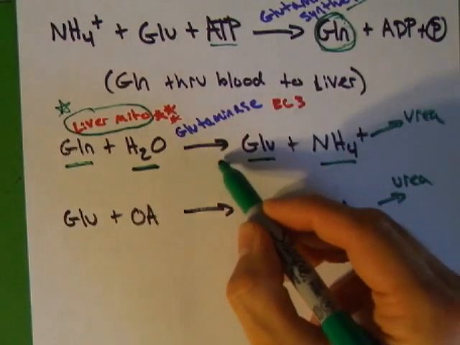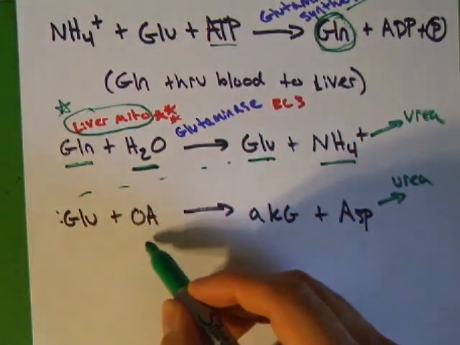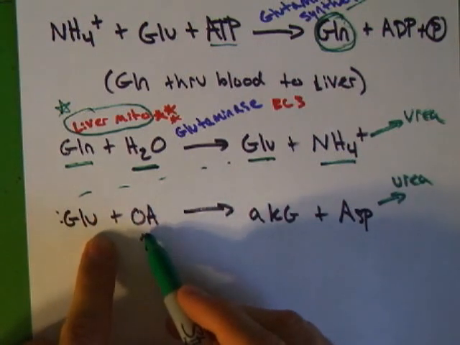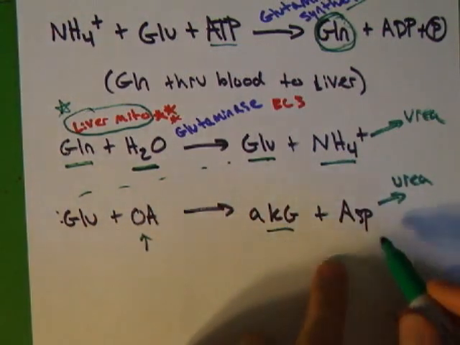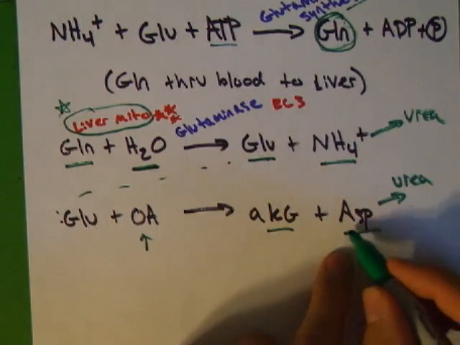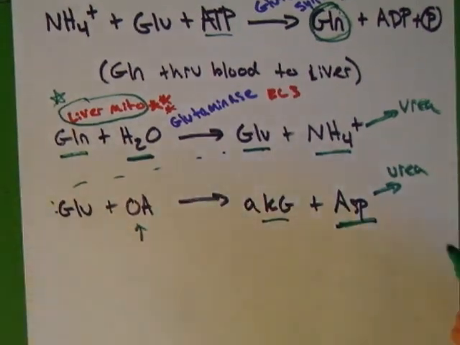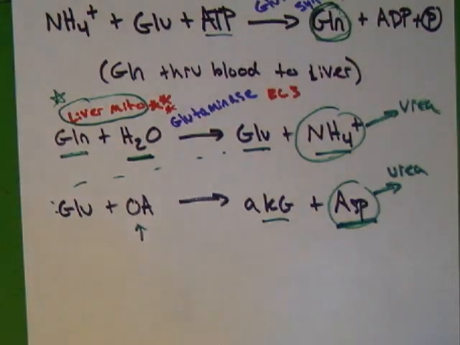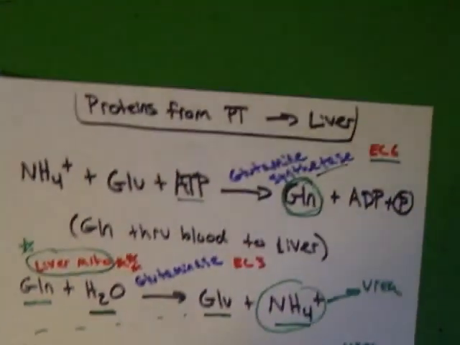So this glutamate is going to come down here and react with oxaloacetate coming out of nowhere. Glutamate plus oxaloacetate gives you alpha-ketoglutarate and aspartate. Aspartate is a key amino acid in the urea cycle, so both of these products are going off to the urea cycle, which we will talk about now.